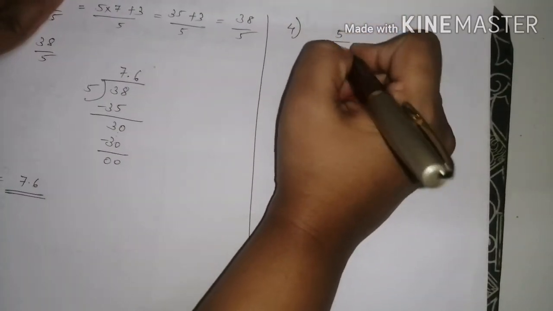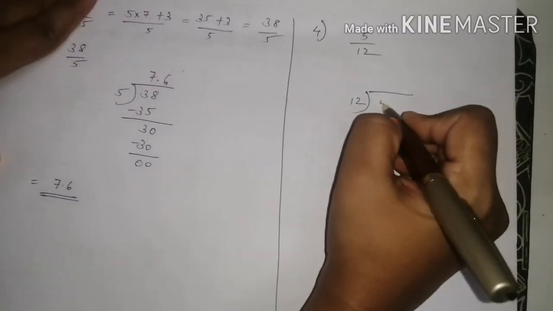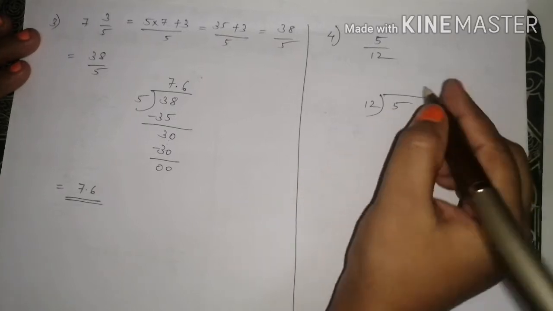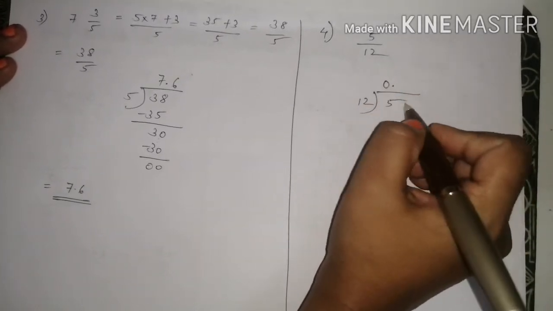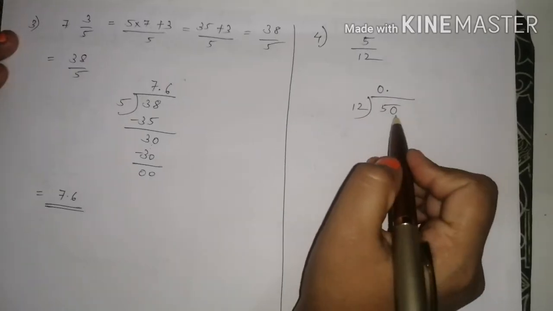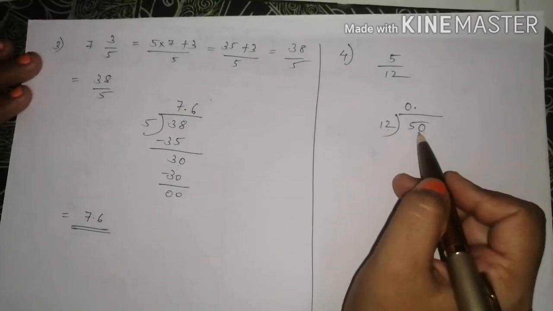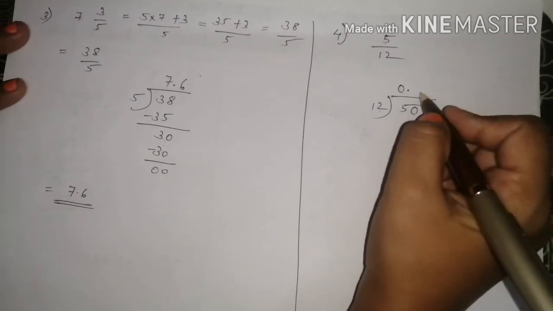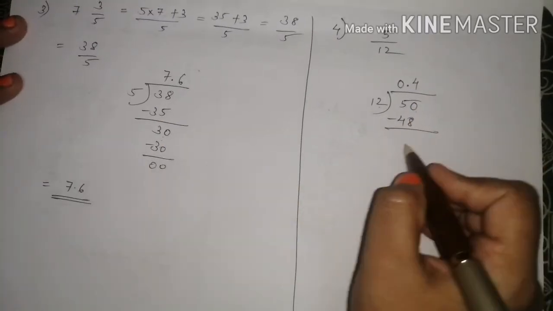Fourth sum is 5 upon 12. Let's divide, children. 12 will come outside, 5 will come inside. Now again there is a problem: 12 is a greater number, 5 is smaller. So as we did in the second sum, by putting 0 point, we have to borrow the 0. Now the number has become 50. Let's see the 12 table nearest to 50. 12 4s are 48. So 50 minus 48 will give you 2.